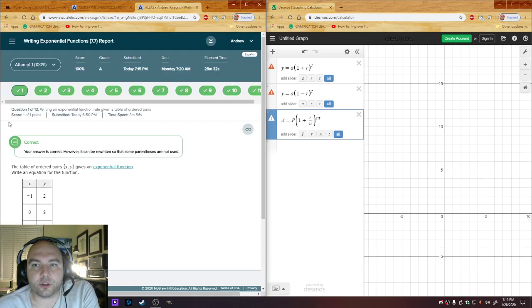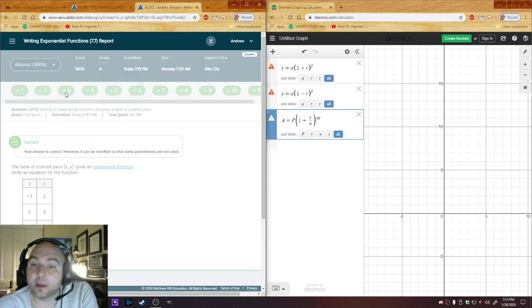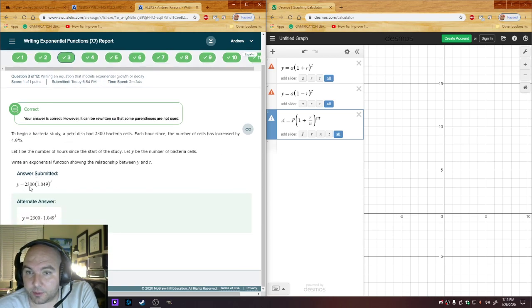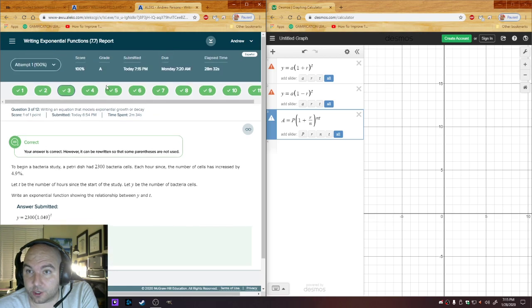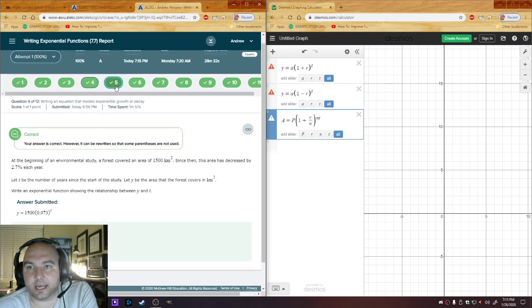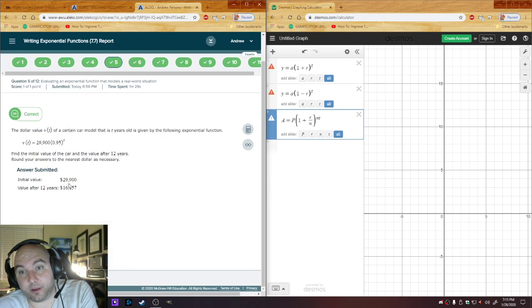Let's review. So the first 2 problems, I was given a table and I needed to find a formula. I simply found the y-intercept and the pattern and made that A and B. A was the y-intercept. B was the pattern that y was following. 4 through 9 was a mix of writing exponential growth and decay functions. Let me go to 4 here. The first one was a growth. Then I wrote a decay. And then we had a formula where we found the initial value.